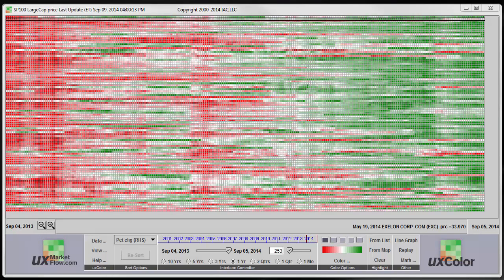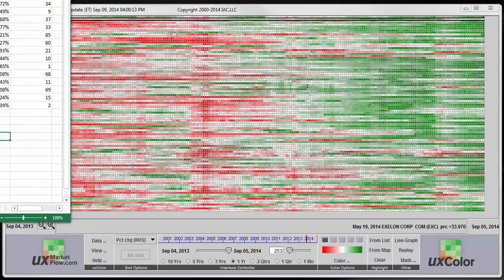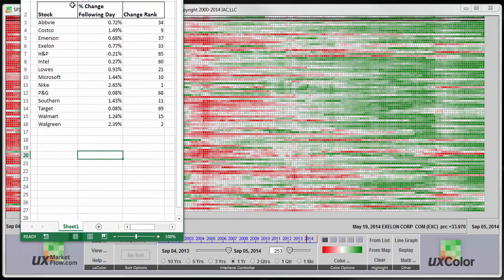I've got a little spreadsheet that I've made for you, and here they are. AbbVie, Walgreens was up. So what I've got is the stock name that we noted that was different. I've got percentage change the following day. This was an up day for the market. The market was up about 0.60%, the S&P 100 index. And then I've got the rank.